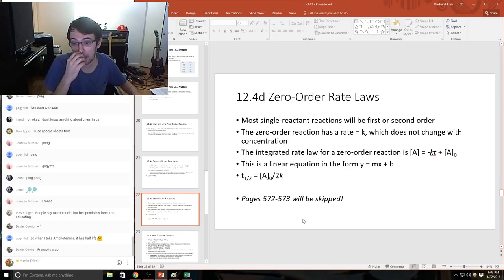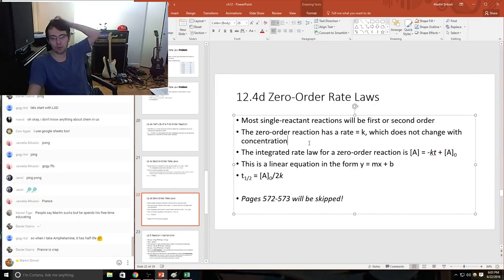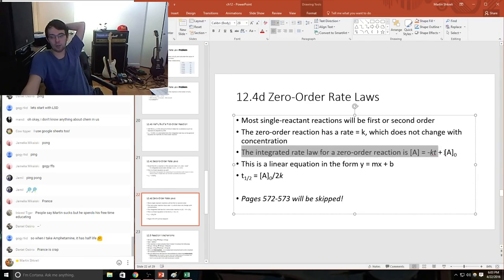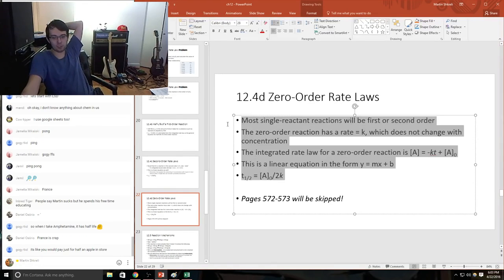For zero-order rate laws, most reactions won't be zero-order, but there are some zero-order reactions, and the rate is just equal to k, which is kind of interesting. If you do the integrated law, this is what it looks like. It's just minus kt. So it was all pretty simple stuff.